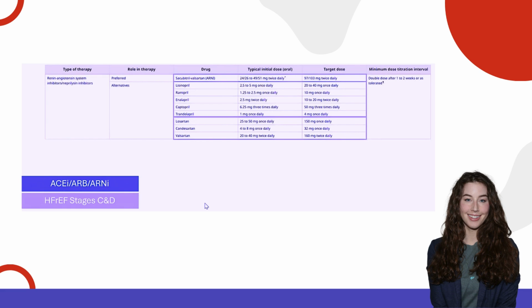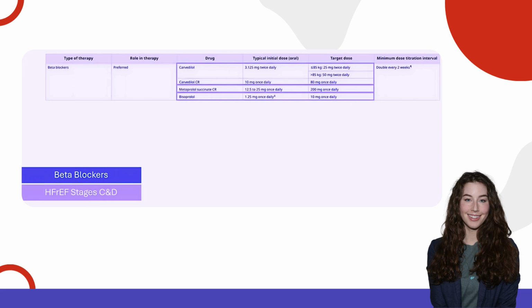For these, you want to make sure you do not use together. Within 36 hours, you need a washout period. And you do not use these in patients with a GFR less than 30, potassium over 5.5, hypotension, or a history of angioedema. ACE inhibitors are the drugs that end in pril, the ARBs are the ones that end in sartan, and the ARNI, sacubitril valsartan, or Entresto. And then these are the target doses slide.